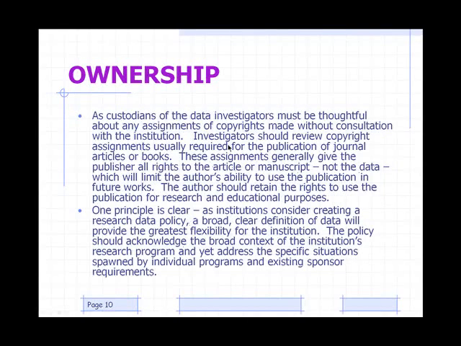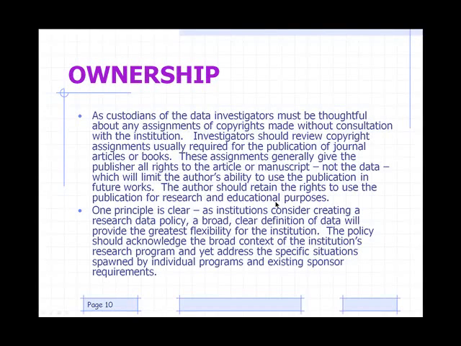As custodians of the data, investigators must be thoughtful about any assignments of copyrights made without consultation with the institution. Investigators should review copyright assignments usually required for the publication of journal articles or books. These assignments generally give the publisher all rights to the article or manuscript, not the data, which will limit the author's ability to use the publication in future works. The author should retain the rights to use the publication for research and educational purposes.